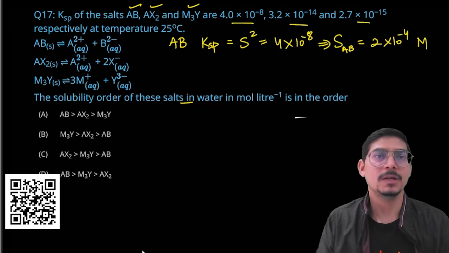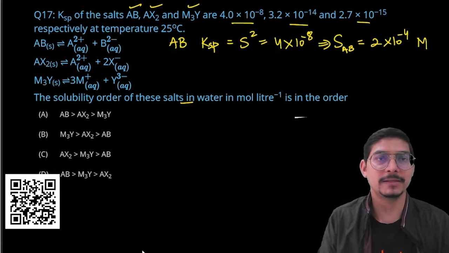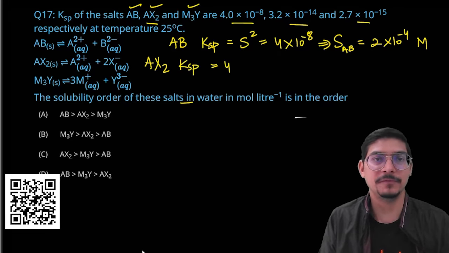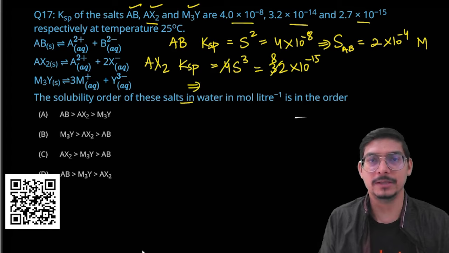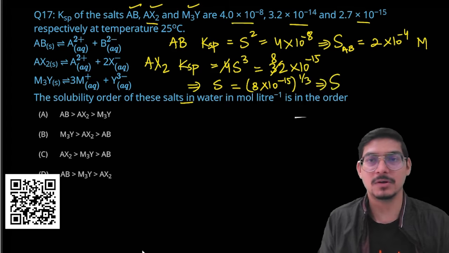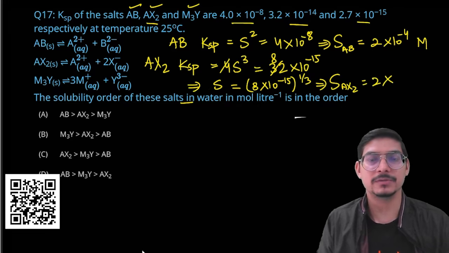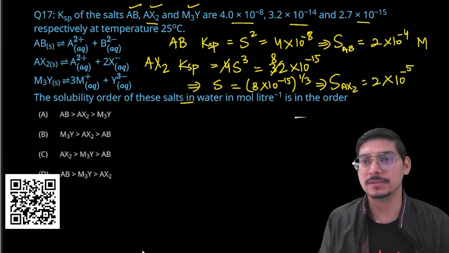Repeating this procedure with the other two salts, for AX2, the Ksp can be written in terms of the molar solubility as 4S cubed, which is given to be 3.2 into 10 to the power minus 14, which can be rewritten as 32 into 10 raised to the power minus 15. So this cancels to 8, and the solubility of this salt would be 8 into 10 raised to the power minus 15, all raised to the power 1 by 3. That means the solubility of AX2 would be 8 raised to the power 1 by 3, which is 2, multiplied by 10 to the minus 15 raised to the power 1 by 3, which is 10 raised to the power minus 5 molar.